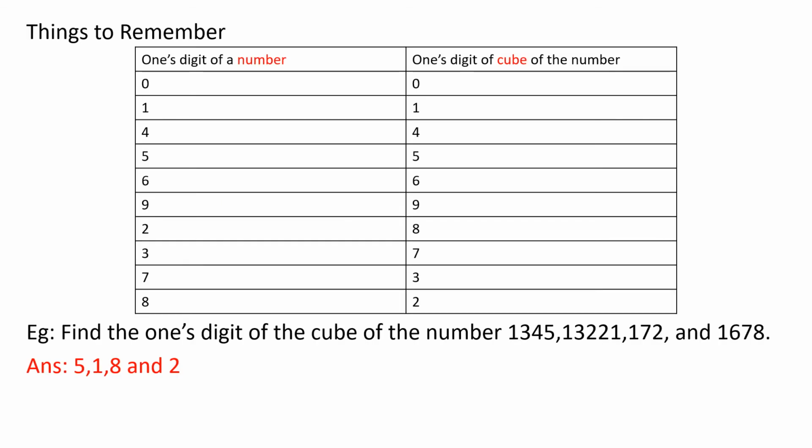Next one, things to remember. So these are all the tips, okay, children. These tips you have to keep in mind because we will apply these things in the problems. When you start our exercise problems, we'll be using all these tips. Okay, things to remember. Ones digit of a number.